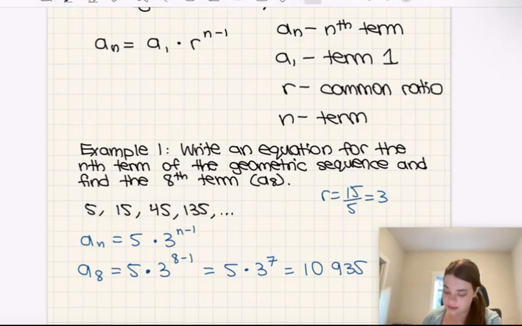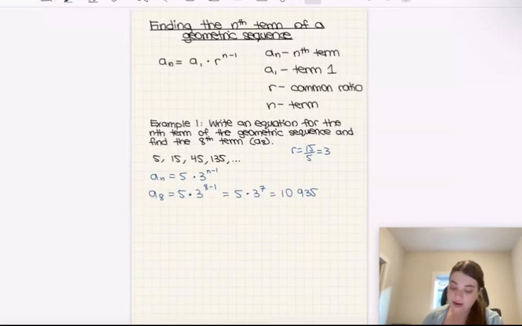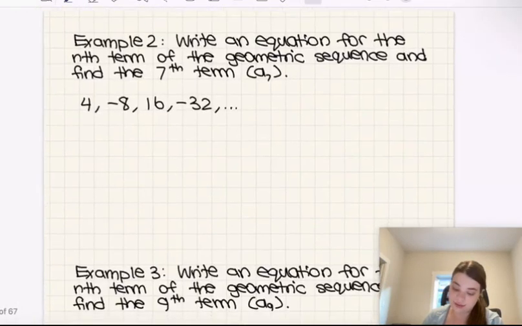In this equation, it makes sense if we think about it. We're starting with 5, and then if you were wanting the eighth term, that means we multiply by the common ratio. We multiply by 3 seven more times to get to the eighth one, hence 3 to the power of 7, and then we get our answer in the end. And so in that way, this equation makes a lot of sense. Okay, let's do two other examples.